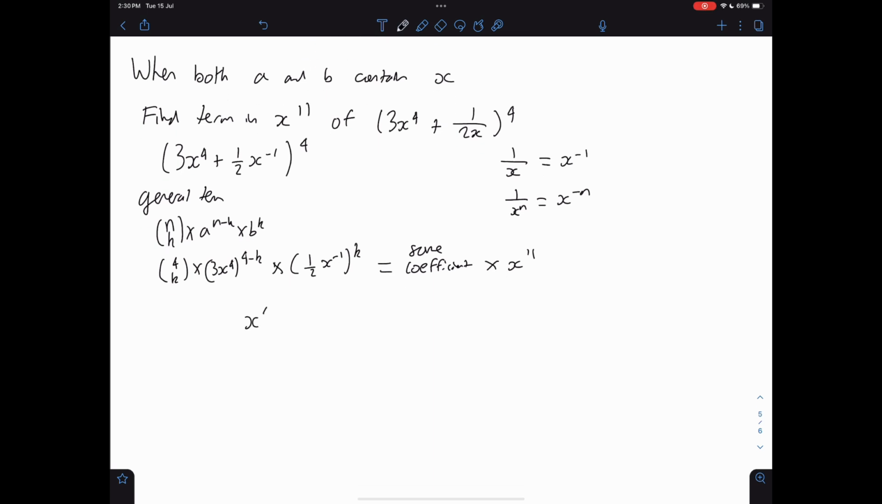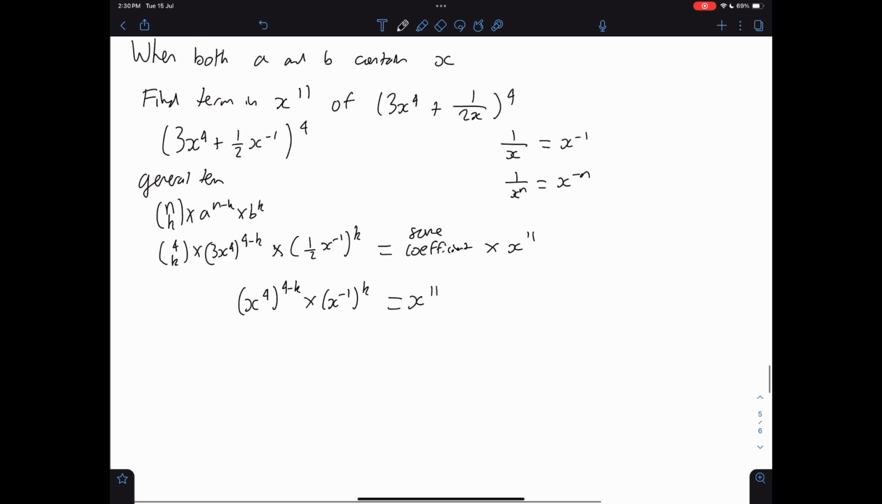So for now, you can ignore all the numbers and coefficients and just concentrate on the x's. So you can rewrite this as x to the 4, bracket, to the power of 4 minus k, times x to the power of minus 1, bracket, to the power of k, equals x to the power of 11. And we can use another exponent rule, x to the power of m, bracket, to the power of n is x to the power of m times n. So this means that we're going to have x to the power of 16 minus 4k times x to the power of minus k equals x to the power of 11.